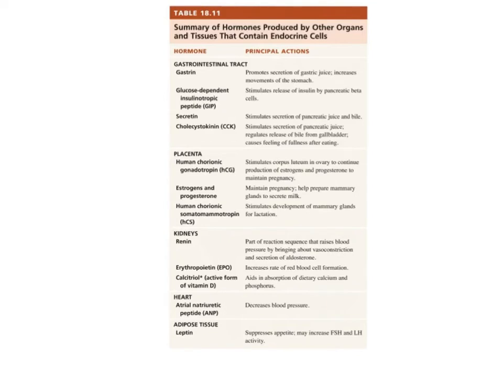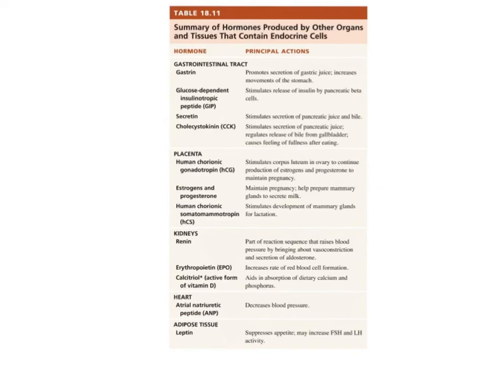As far as other organs that also secrete hormones, this table summarizes those. You can find some in the gastrointestinal tract that will be involved in digestion. There are hormones released by the placenta, which would be released during pregnancy. The kidneys also release some hormones as well. These will be talked about more in the urinary system chapter.